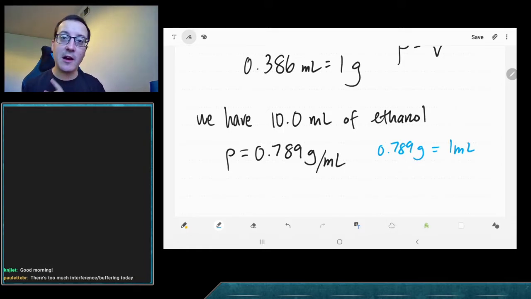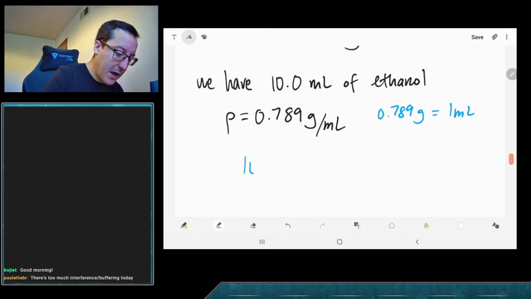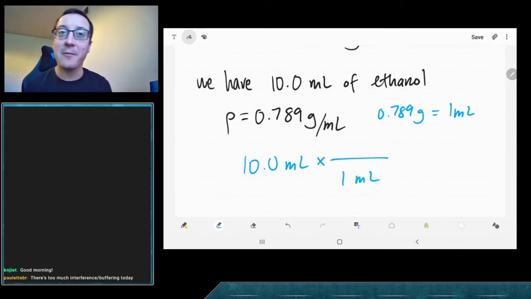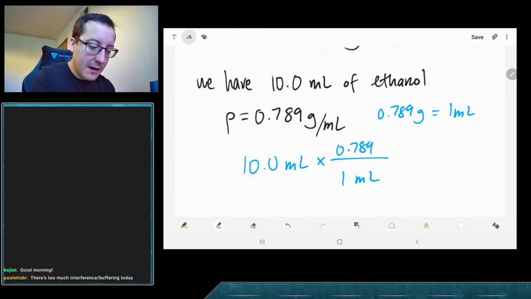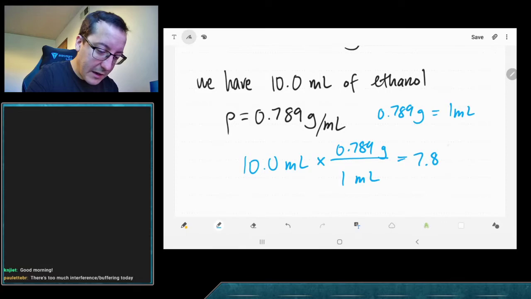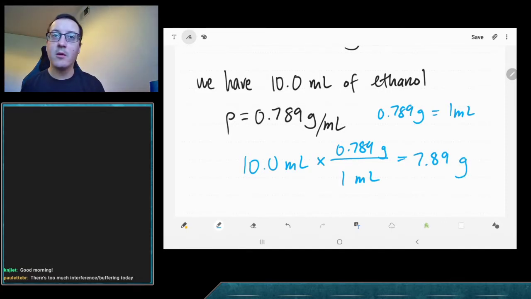So depending on what we want to do, we would put one on the top, one on the bottom. So if we have 10 ml to start, we're going to want to put ml on the bottom, right? We want the units to cancel out. And so we would put 0.789 grams on top. We would do the math. Thankfully, this is not too bad. I could do it in my head. So 7.89 grams would be our answer here. So it's just like any other conversion factor. We're going to use it to convert between two different quantities here.